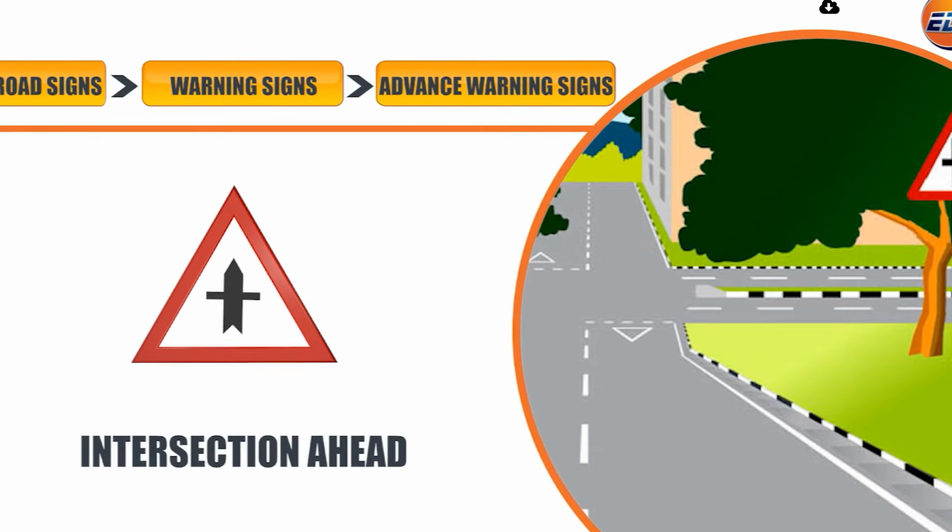Intersection ahead. This sign warns road users that your road will intersect with another road. This sign is used on two-way traffic areas. Motorists must slow down and be prepared for the vehicles approaching from both directions. Always avoid overtaking in such areas.